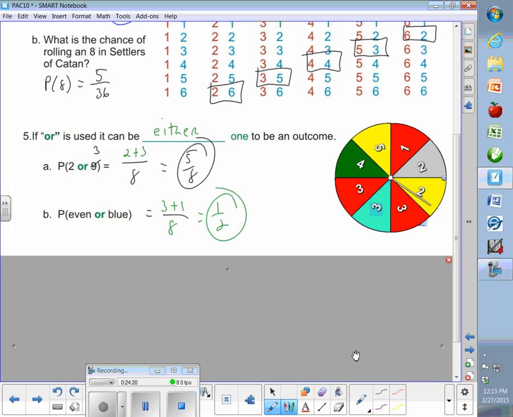How many got that correct? Probability is not hard if you understand what's going on. Or means it could be either or, right? Or. Either or.